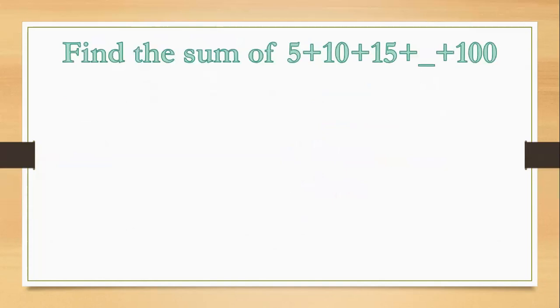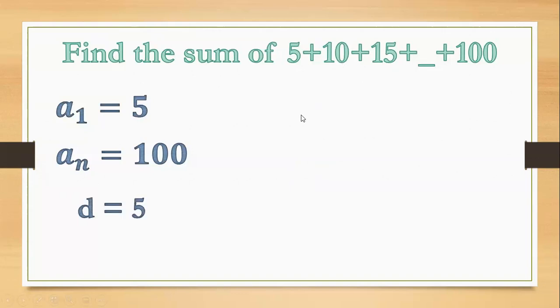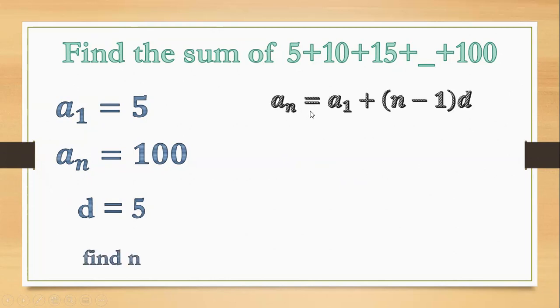Now let's have another example. Find the sum of 5 plus 10 plus 15 plus up to 100. Let's identify the givens. A sub 1 equals 5. A sub n equals 100. The difference: subtract the two consecutive terms. First, 10 minus 5 equals 5. 15 minus 10 equals 5. So it means the common difference is 5. First, let's find how many terms there are from 5 up to 100. Let's use this formula: a sub n equals a sub 1 plus the quantity of n minus 1 times d.